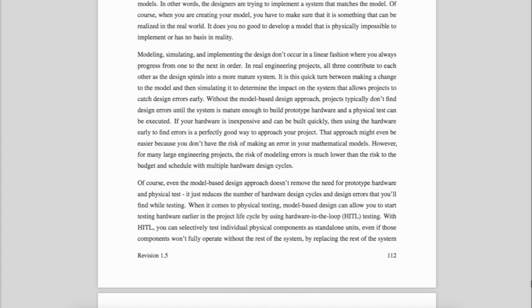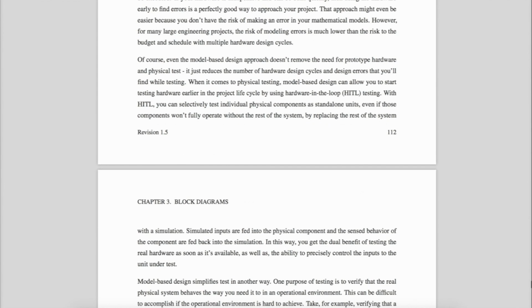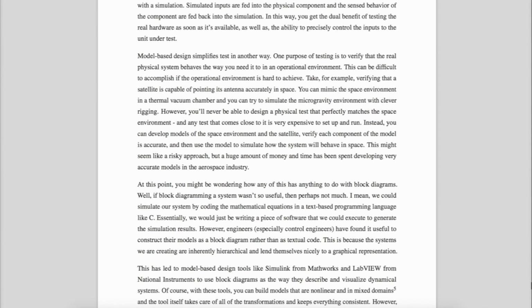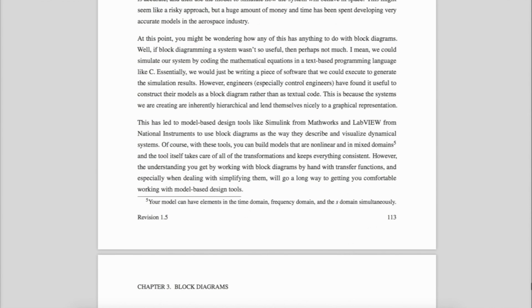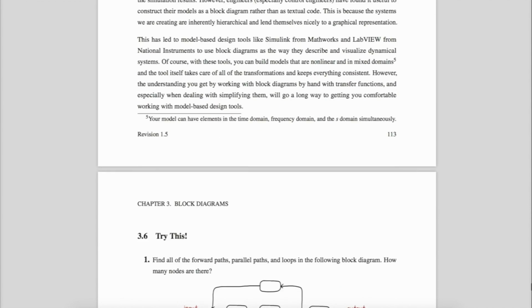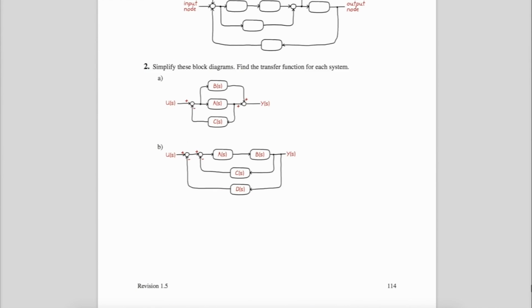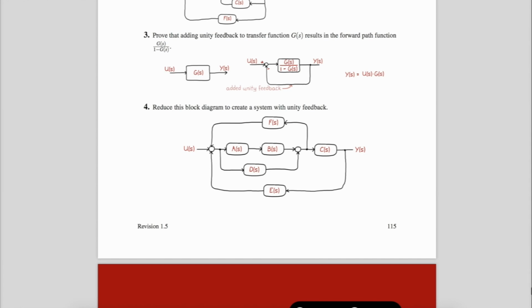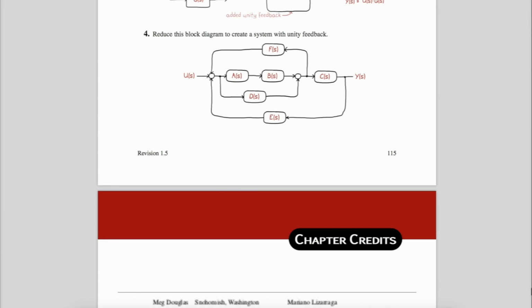Model-based design tools like Simulink from MathWorks and LabVIEW from National Instruments use block diagrams as the interface to how you describe your dynamical system. Understanding and working with block diagrams will go a long way to getting you comfortable working with model-based design tools in the future. At the end of the chapter, I list a few example problems where you can practice what you've just learned. Now, overall, that's the gist of this update on block diagrams.